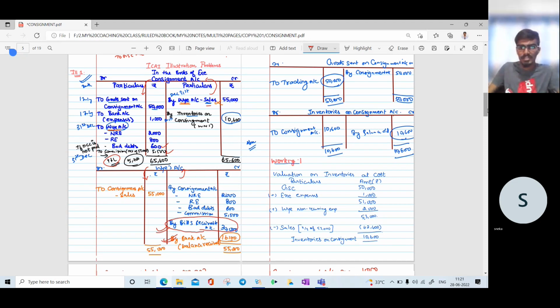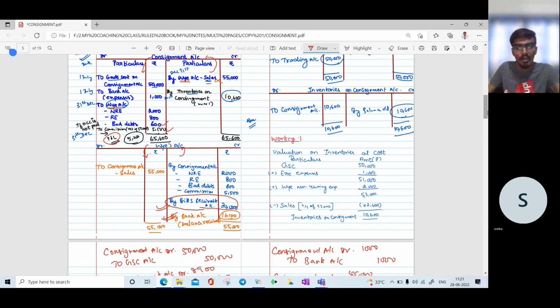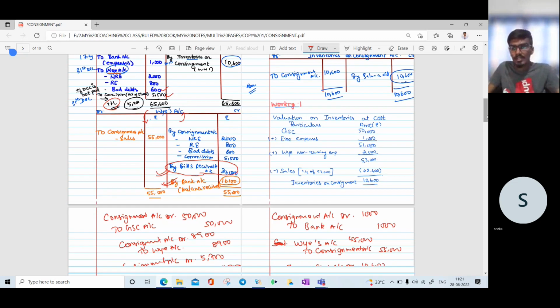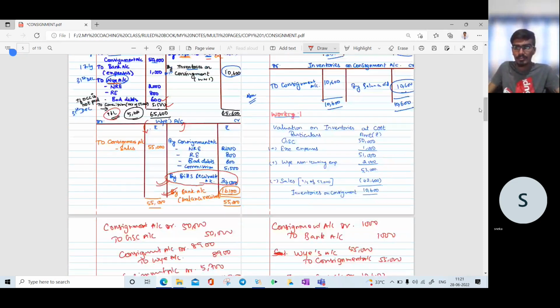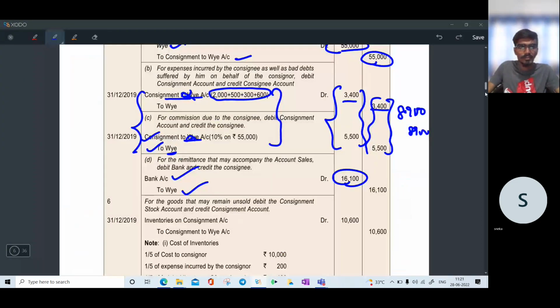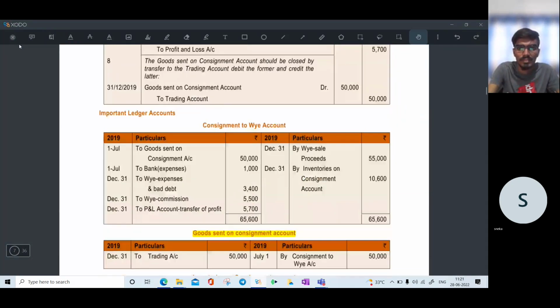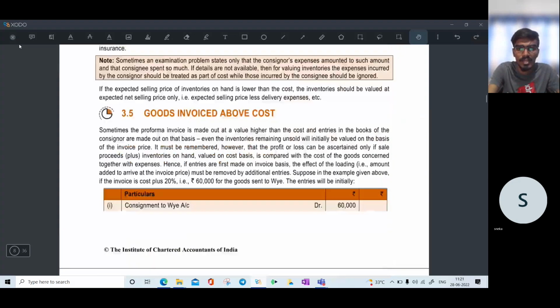This is our ICA illustration first problem. Now we will move on to ICA illustration second problem. This is a ledger account they will prepare. Okay.